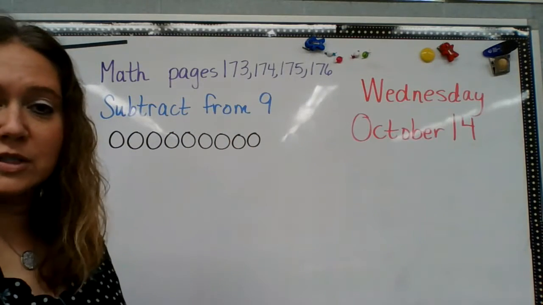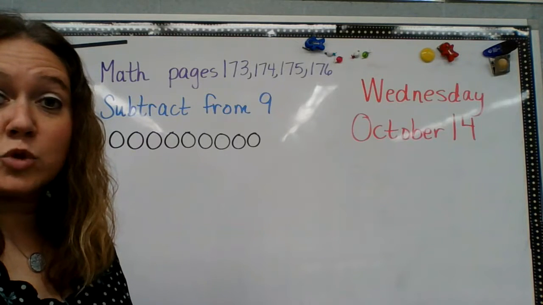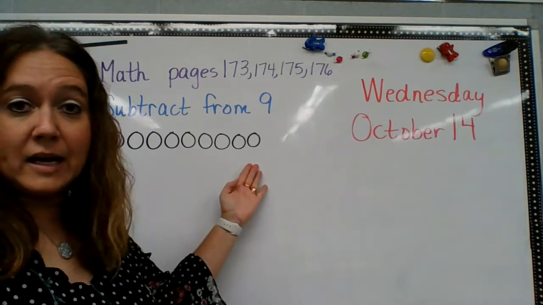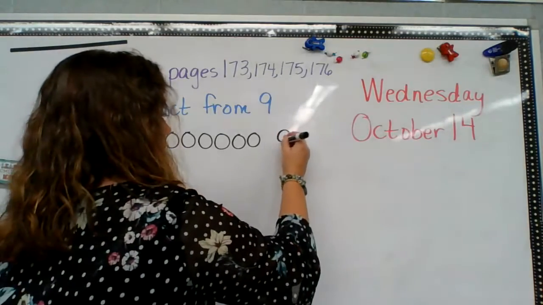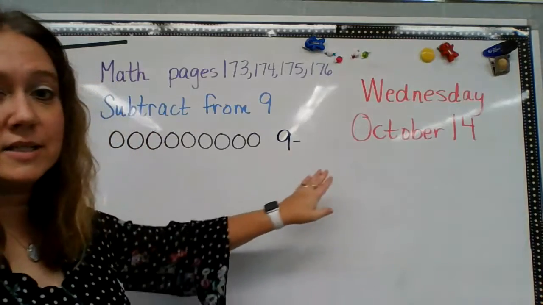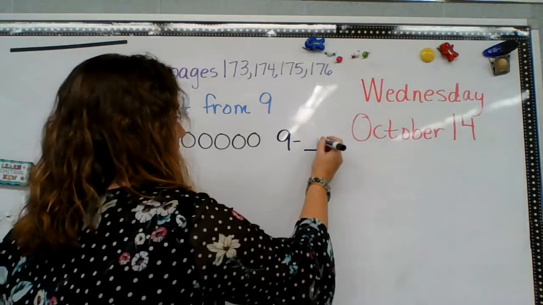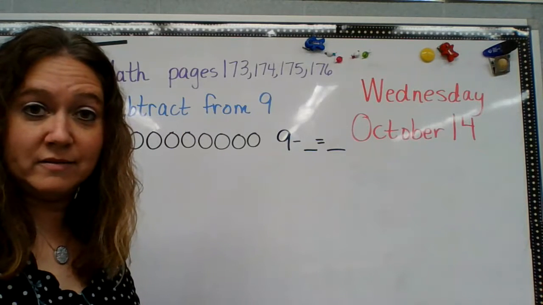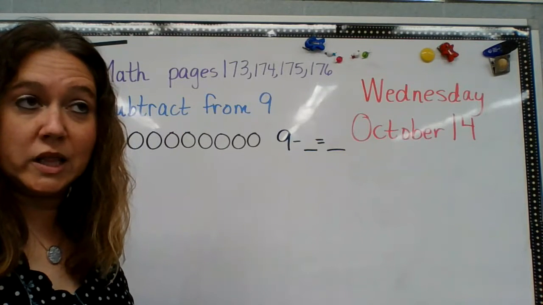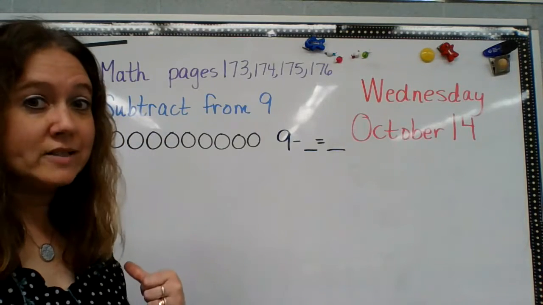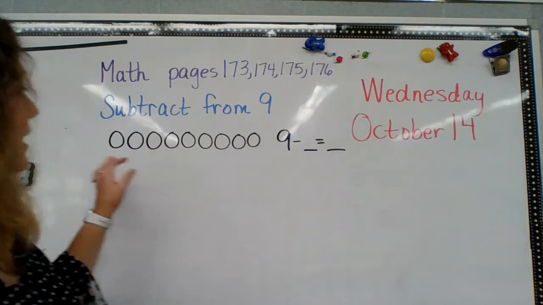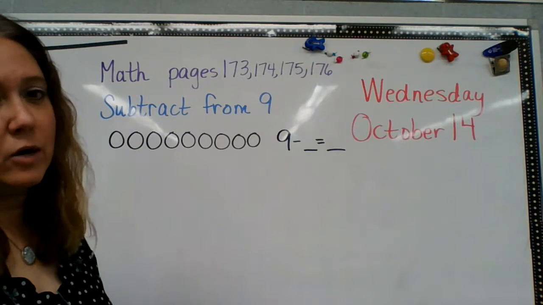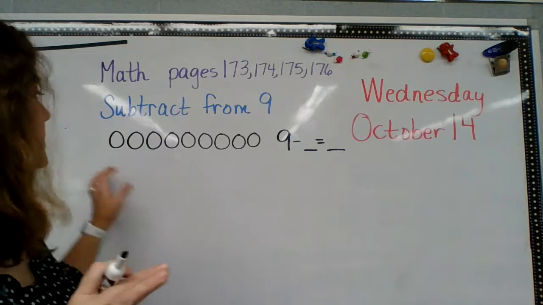Nine circles, and we're going to make a subtraction number sentence where we start out with 9 as the whole. We're going to subtract something, so I'm making a number sentence, 9 minus blank equals blank. This is what we've been working on, starting with last Wednesday, okay? Now, it would be nice if you were writing this out too, not just using whatever you're using.